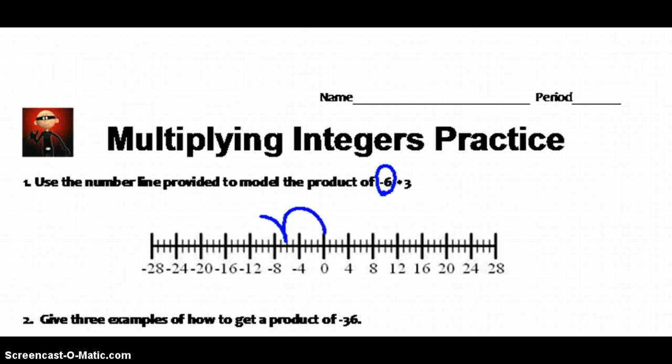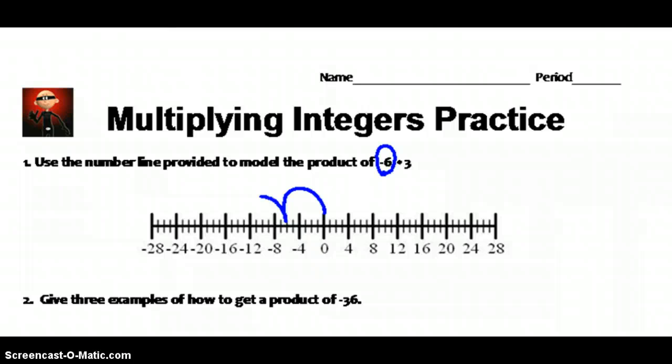Now we are going to practice multiplying integers by using a number line and some real-life examples. So for question 1, it says use the number line provided to model the product of negative 6 times 3. If we're multiplying negative 6 times 3, that means we're adding negative 6 3 times. So on the number line, we'll go from 0 back to negative 6 and do the same thing 3 times because we're multiplying it by 3.